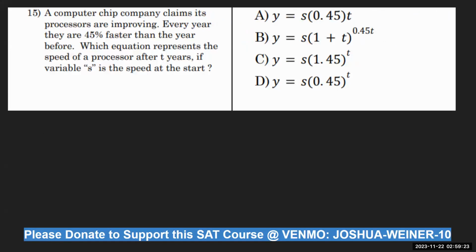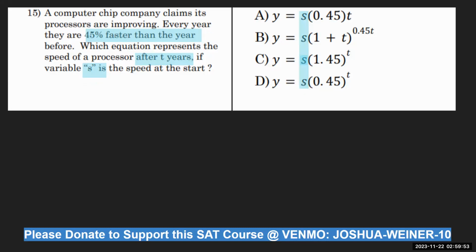Number 15. A computer chip company claims, word problem, every year its processors are improving within the computer. Every year they're 45% faster. Oh, following Moore's law, that kind of law. 45% faster than the year before. Which curve represents the speed of the processor after t years? If variable s is the speed at the start, the speed at the start is s. Right, that's the same for all of them.